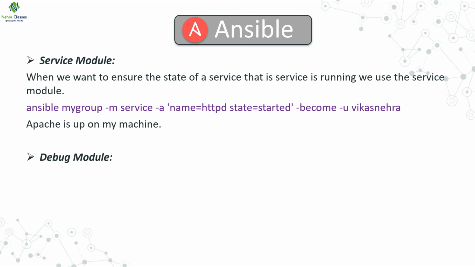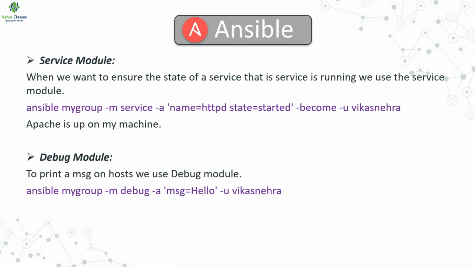The next module is the debug module. To print a message on the hosts, we use the debug module. And how to execute this? We mention ansible, then the group name, then option -m, and there we will mention the module name, that is debug, and after that we will mention -a for the argument, and we will mention the message that we want to print in the quotes in the message field, and after that again we can mention option -u and the username if we want to do it from the other user account. So it will print hello on the client nodes.